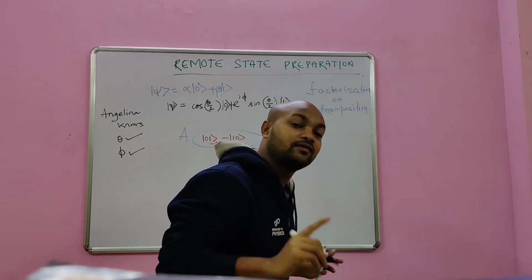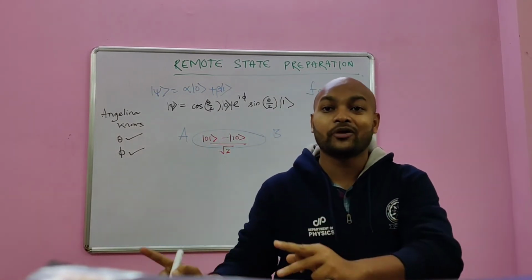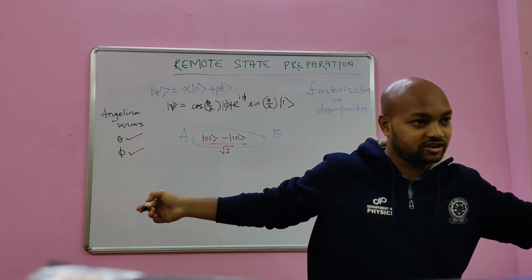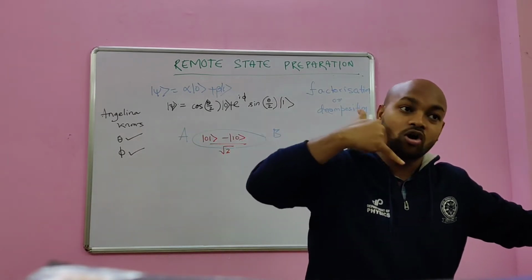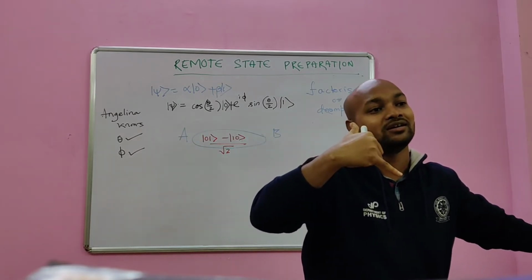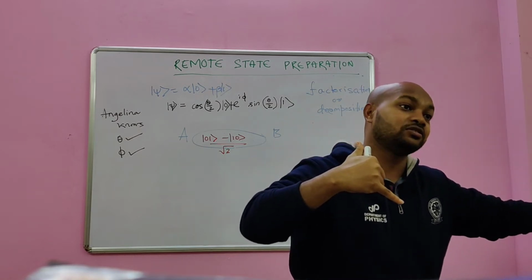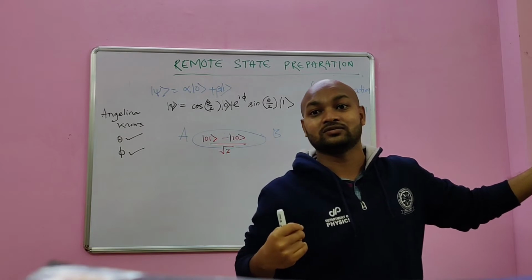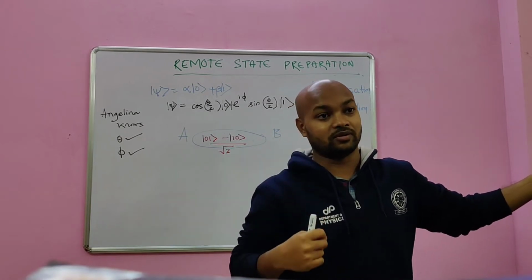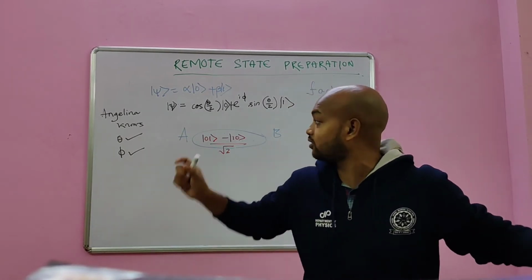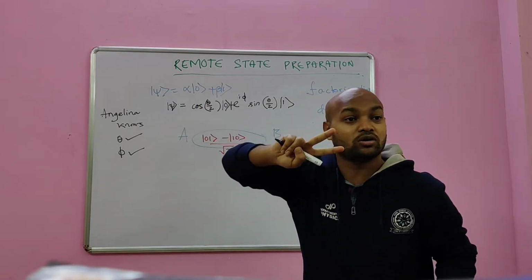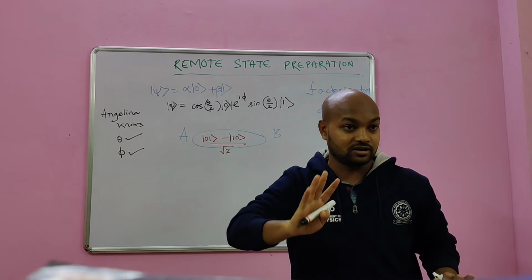So if Angelina wants Brad to prepare the state, then Angelina has to call and tell, hey Brad, theta is this much, phi is this much, prepare it. How many bits are needed? Two bits, remember. So for exactly preparing this state, Brad needs two classical bits.